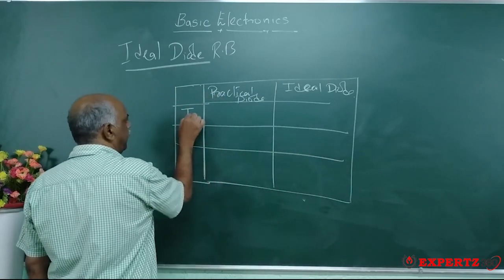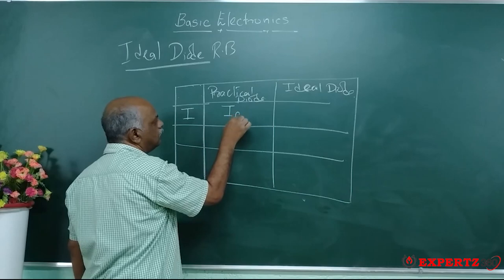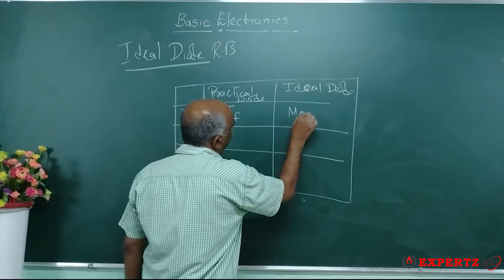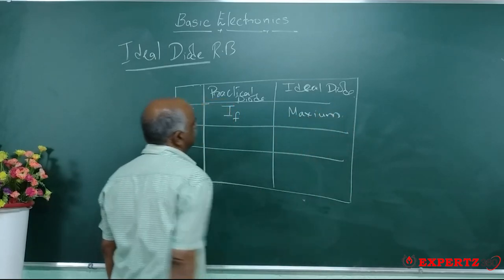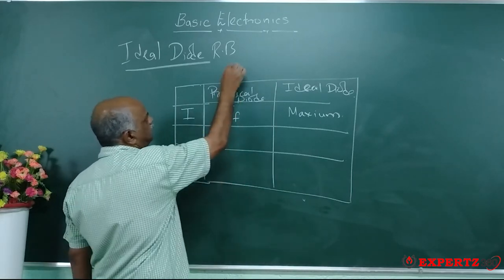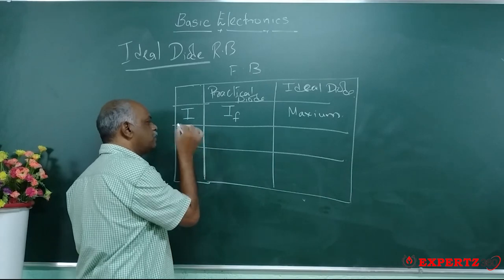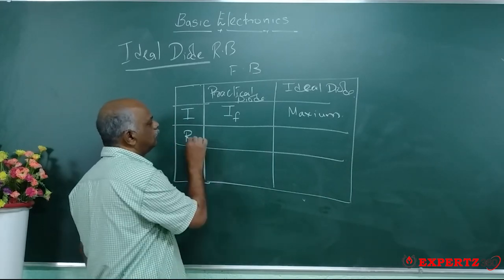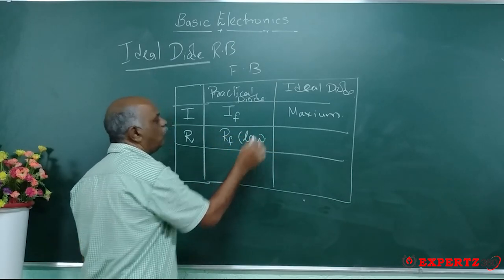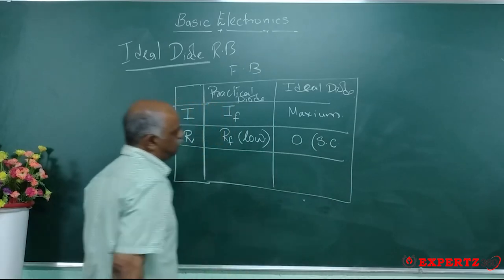So, the current I, practical diode, IF, ideal diode, maxima. This is under forward bias condition. The resistance value for the practical diode is low. For the ideal diode this is zero. You can put it as short circuit.